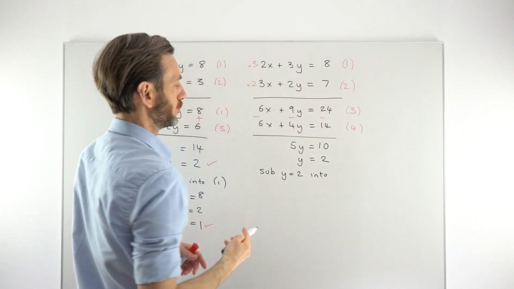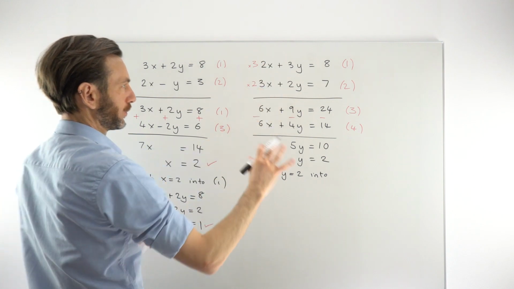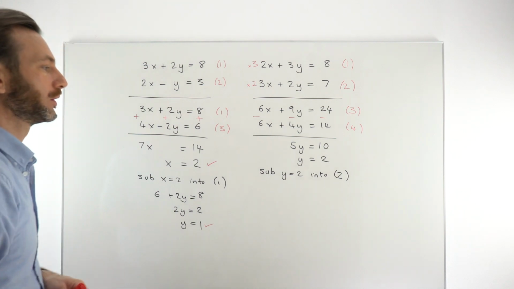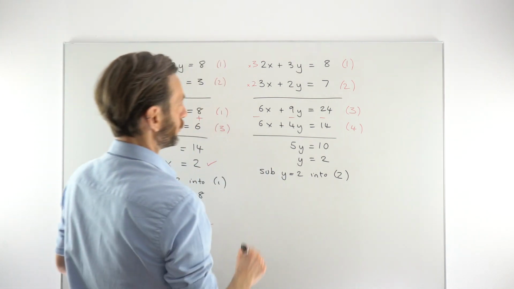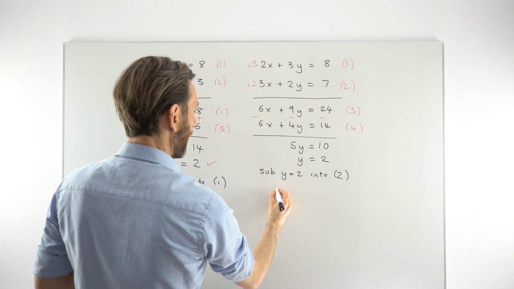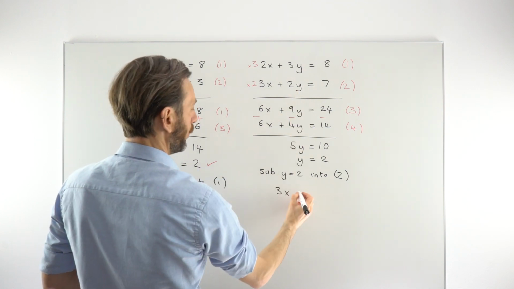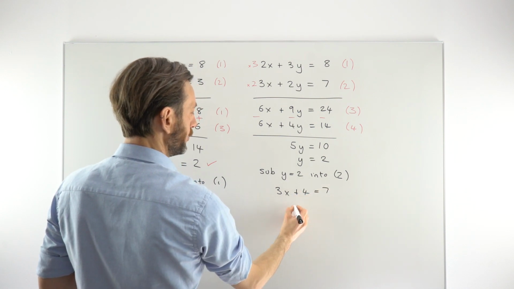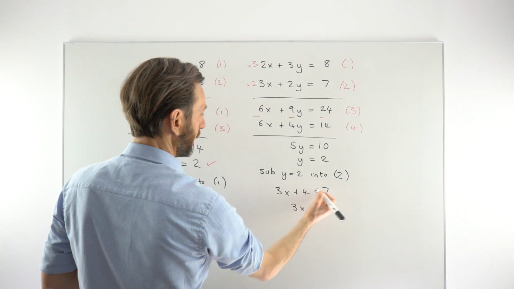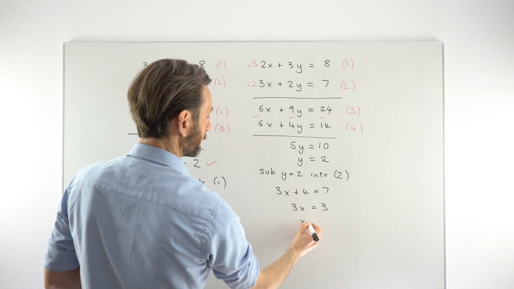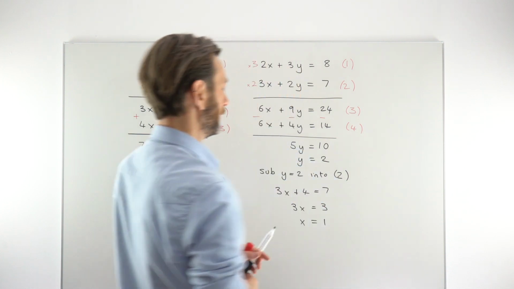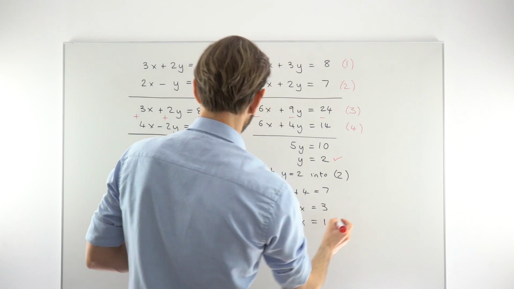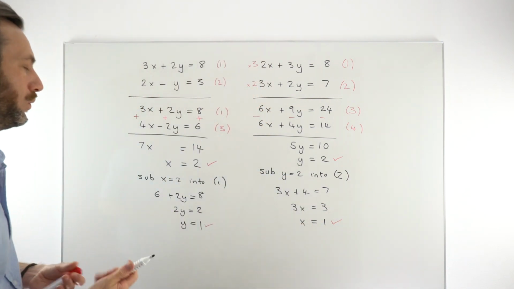I'm going to go for equation 2 this time. Generally, the original 2 equations are fairly similar, so it doesn't massively matter which one you go for. So subbing y equals 2 into equation 2, we get 3x plus 2y, which is 2 times 2 now, which is 4, equals 7. Moving the 4 to the other side, 7 minus 4 is 3. Dividing both sides by 3, we get x equals 1. So our solution pair this time is y equals 2 and x equals 1.